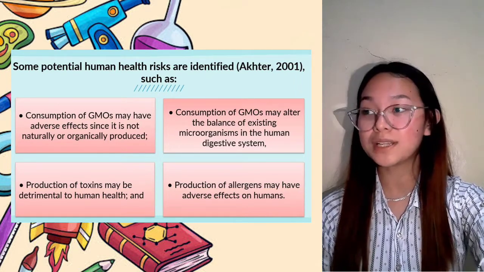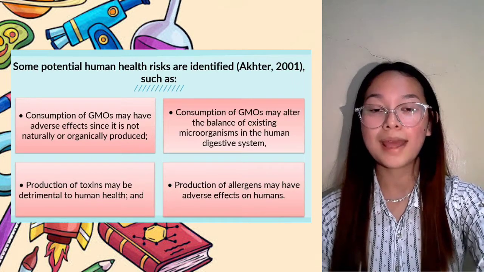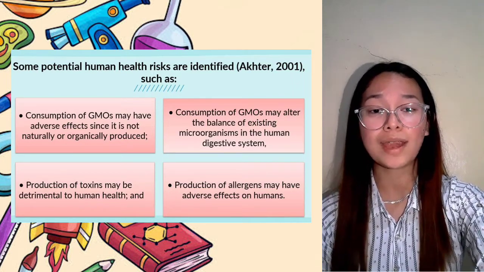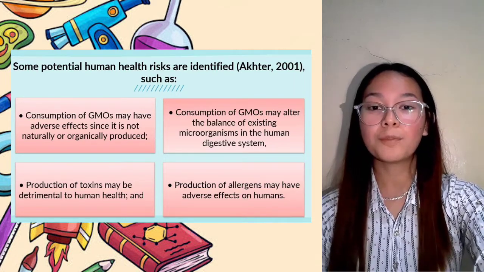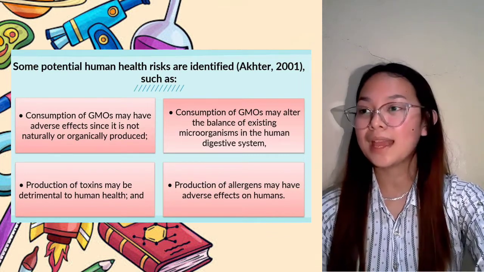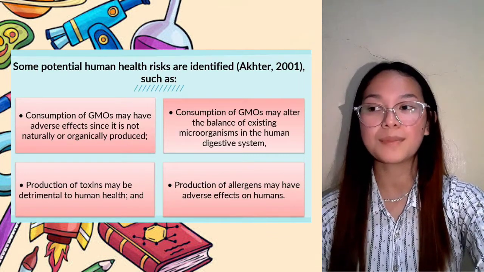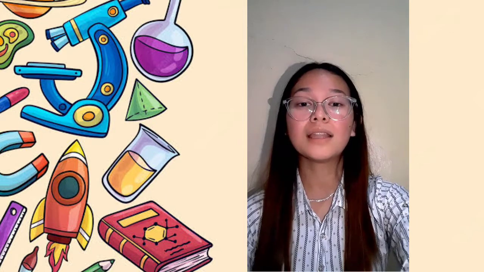So the third one is production of toxins may be detrimental to human health. So these are substances created by plants and animals that are poisonous or toxic to humans. And lastly, production of allergens may have adverse effects on humans. So it's a substance that causes an allergic reaction, which is really harmful to human health.